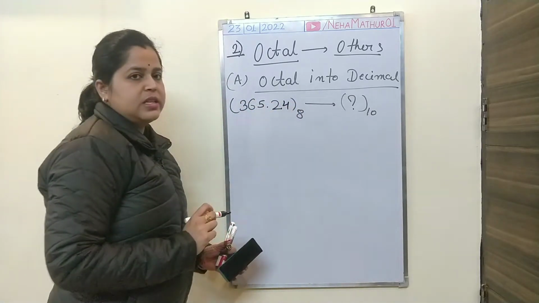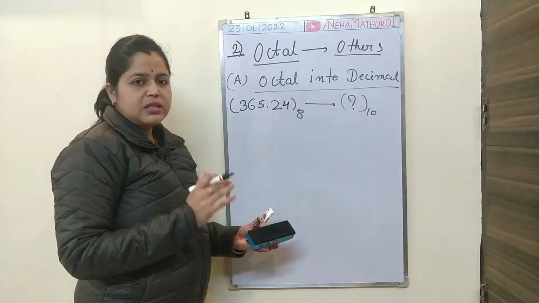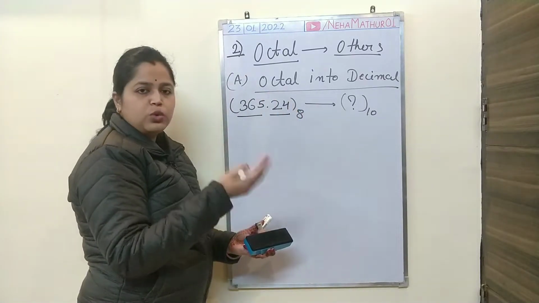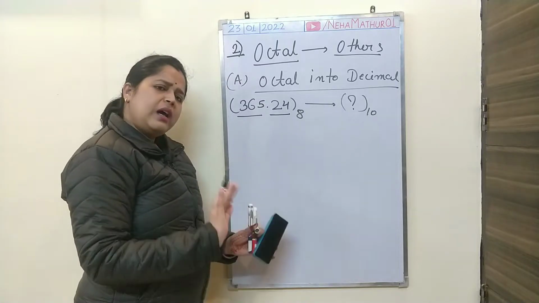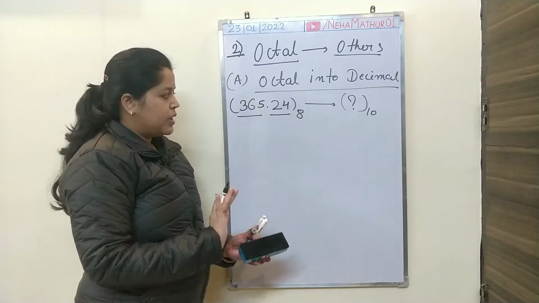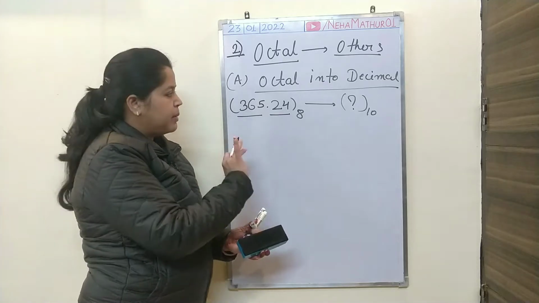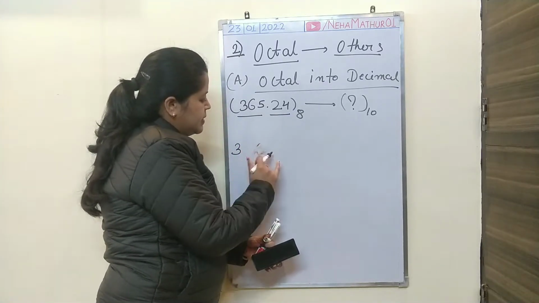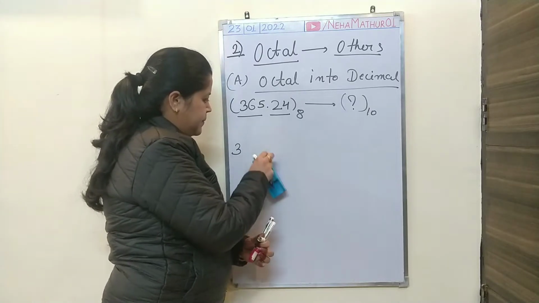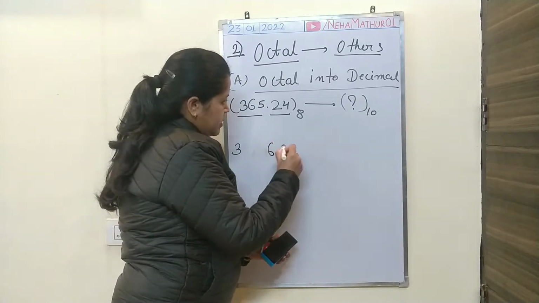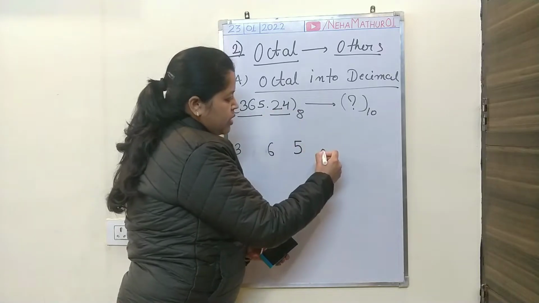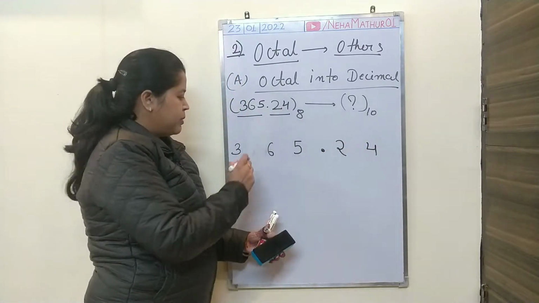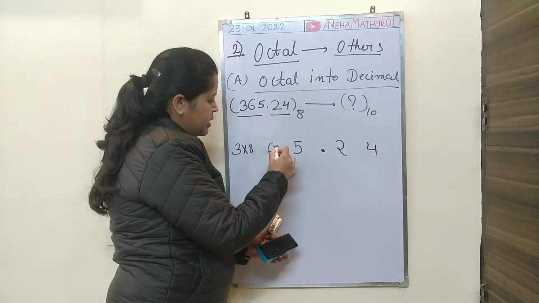So here you can see that this number is a mixed number in which you have an integer as well as a fractional part. Now you want to convert that number into decimal. Again the process will be the same, no need to worry about anything. Just separate out all the digits like this: 3, 6, 5, point, 2 and 4. After that you will have to multiply each digit by 8.